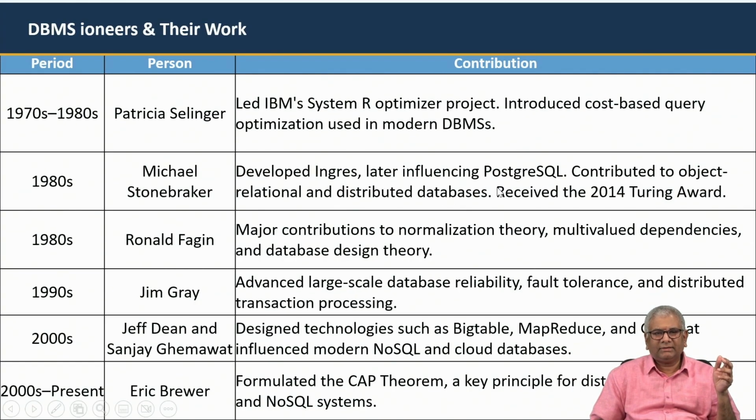So that's about it. Again, 1970s to 80s, Patricia Selinger optimized queries and introduced cost-based optimization. In order to achieve a certain task, you can do it multiple ways. Which one is more time critical, or which performs better? So she created the theory for that.